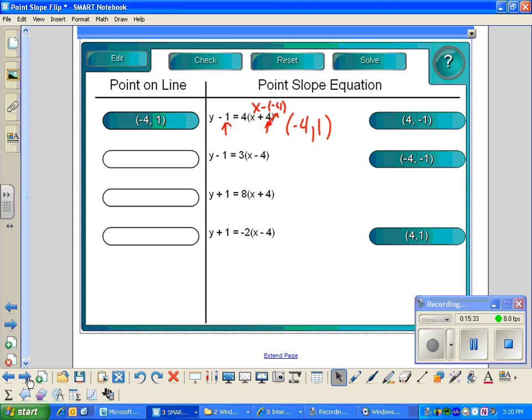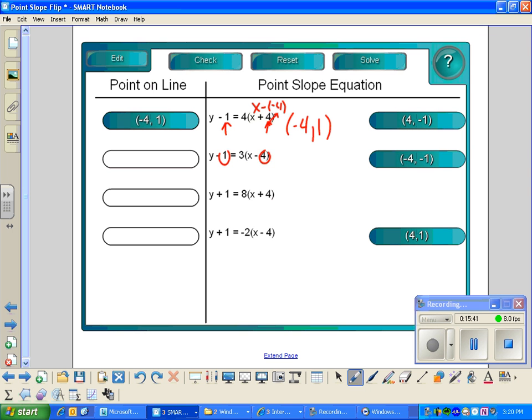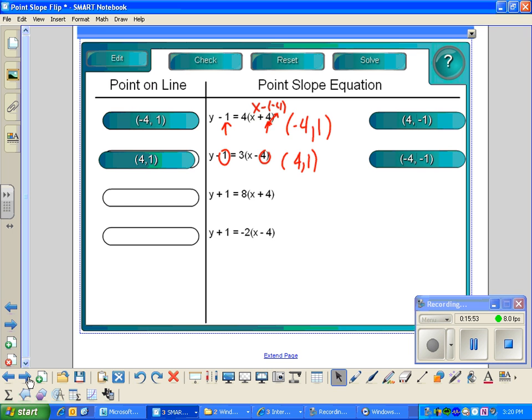Looking at the next one, we can see that my x sub 1 is going to be 4 and my y sub 1 is going to be 1. So the point on the line is going to be 4, 1. Can you figure out the next point on the line?